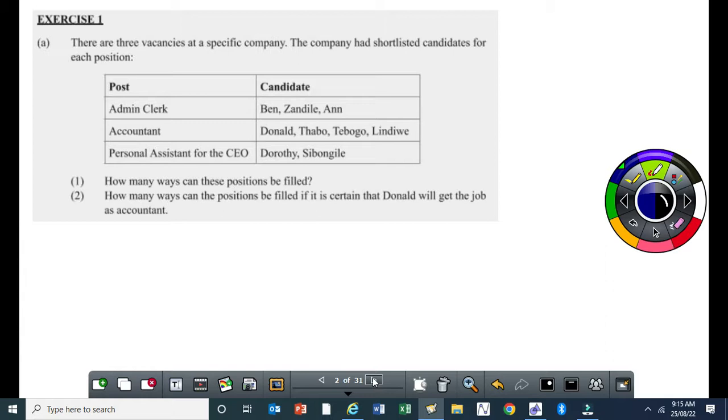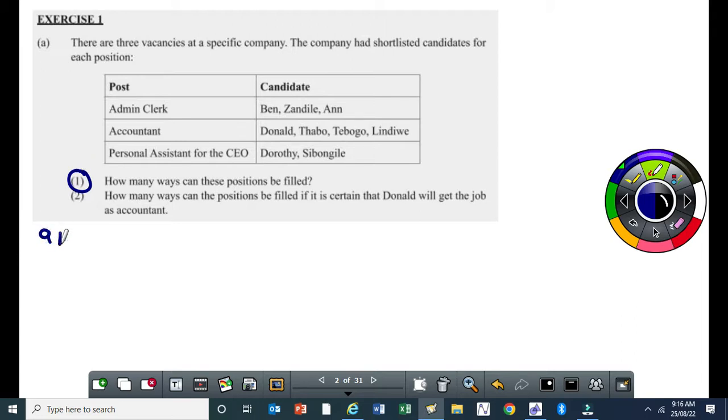Then the first question says, how many ways can these positions be filled? Now, this will be very straightforward. Your posts are like your tasks. So you've got task 1, task 2, task 3. Then the candidates are going to be the number of ways for each task. So we use the fundamental counting principle.